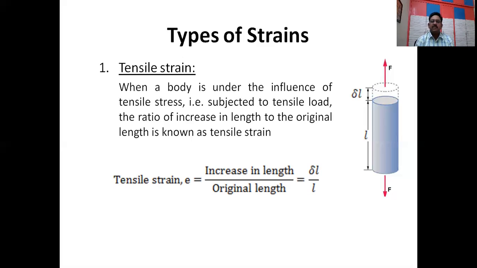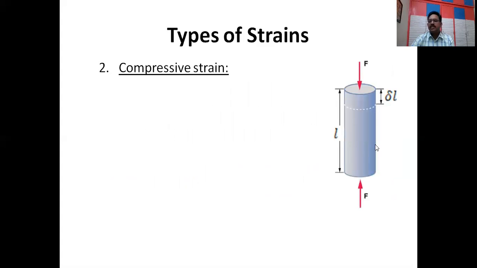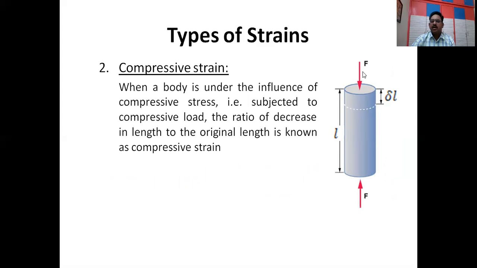So when a body is under the influence of tensile stress, that is, when it is subject to tensile load, the ratio of increase in length to its original length is known as tensile strain. And the second one is compressive strain, similar to tensile strain. Here, the load applied is compressive load, or the stress induced is compressive stress. Its original length is L, when it is subjected to compressive stress, that is, compressive load.